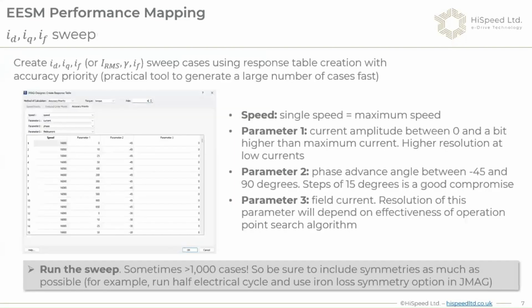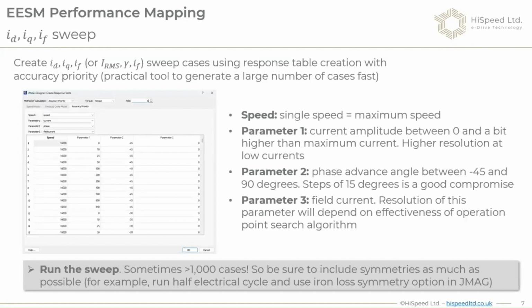So the first part is the IDIQIF sweep. So there's lots of text in here. Just to remember that when we create the IDIQIF sweep, we create lots of cases because the field current needs quite a high resolution in order for the optimizer afterwards to find the correct combination of IDIQIF to drive a maximum efficiency operating point.